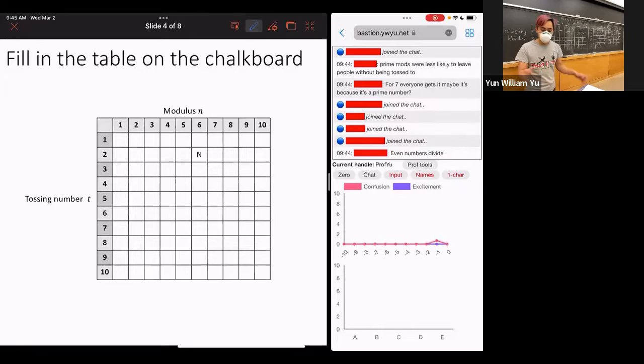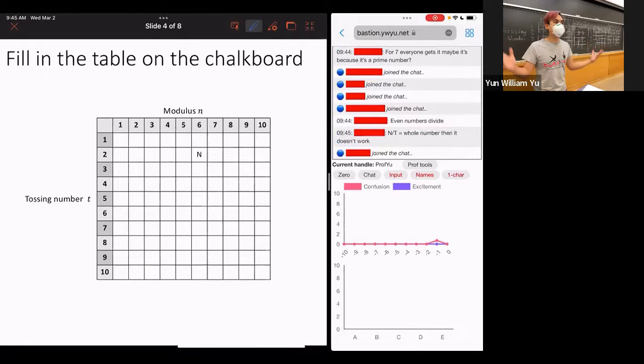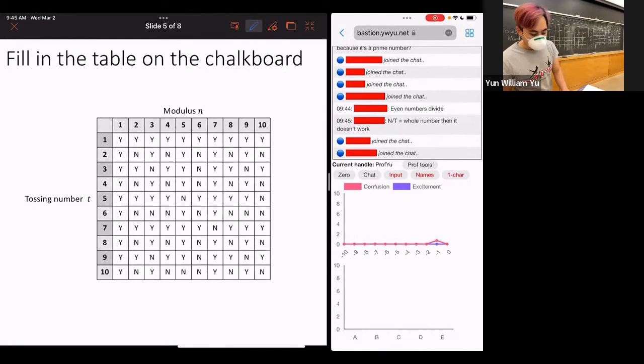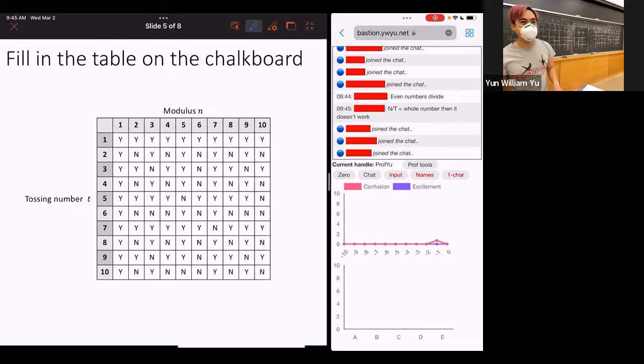Even numbers divide. Do you mind clarifying that a bit? What is this about even numbers? If n divided by t is a whole number, that doesn't work. In fact, I'm going to put up all of these things on here. I already knew the answers, but you still figured it out all on your own.